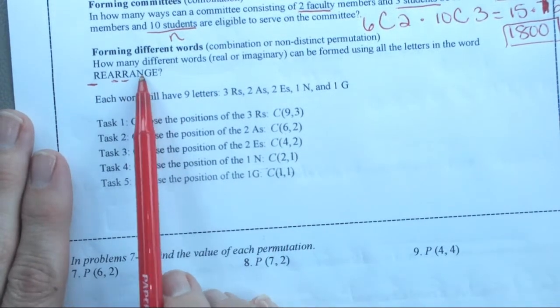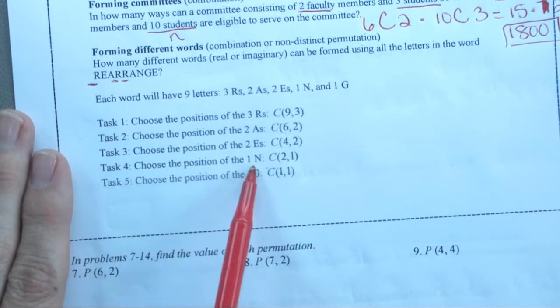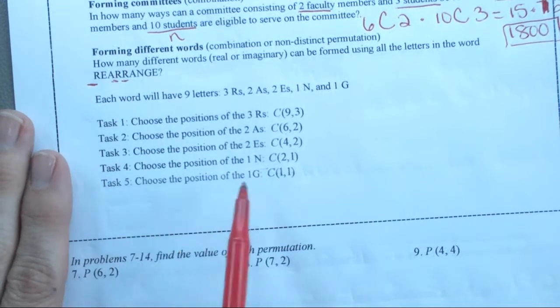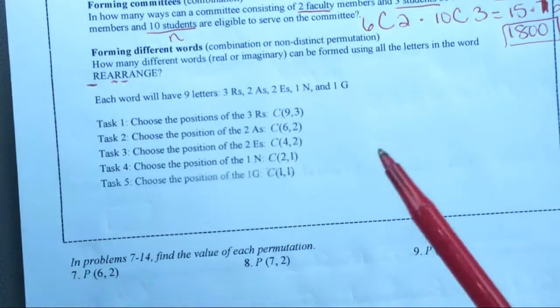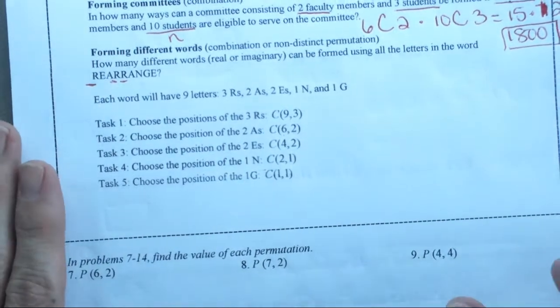The next letter that I haven't used is N. And there is only 1 N. And the last letter I haven't used is G, and there's only 1 G. Alright, so what we want to do is figure out the number of different 9-letter words I could make.